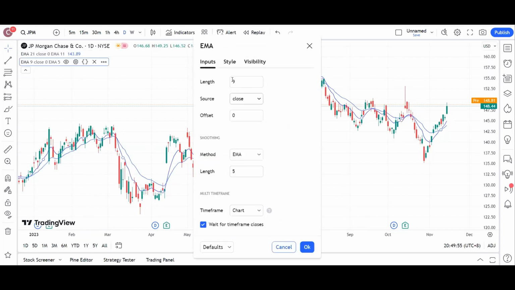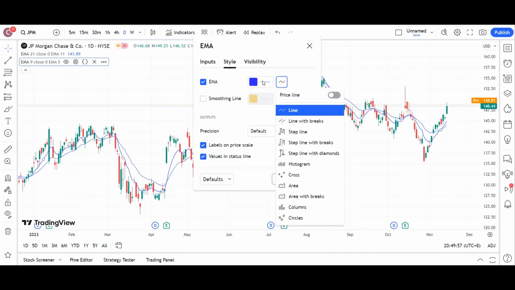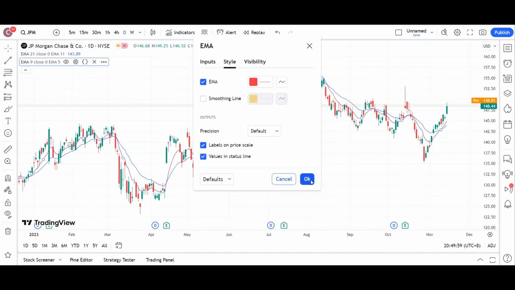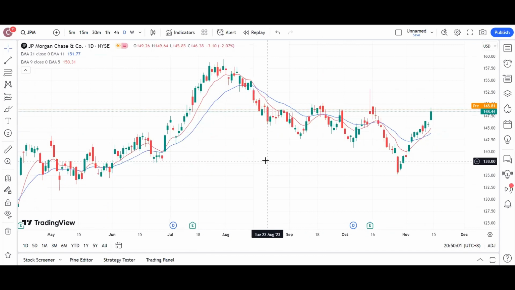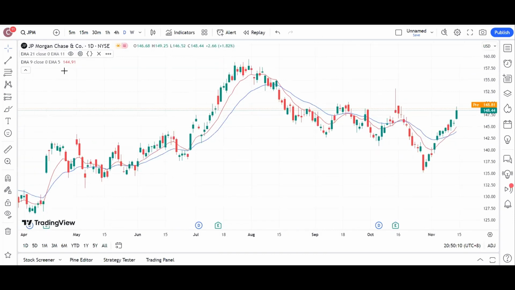Let me change the color as well. The longer length EMA is blue color. The shorter one is red color. As you see here, EMA 21, EMA 9.